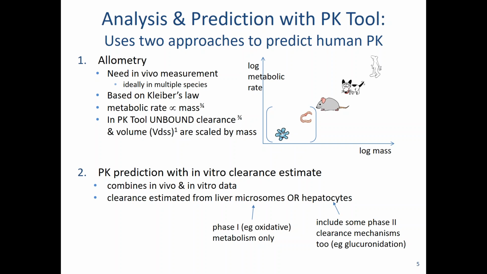The other method that you can use in the PK tool, this really is a prediction now, where you're using an in vitro clearance estimate. So you still need to have some parameters from PK ideally, but the clearance estimate is now provided by some experimental in vitro data, usually liver microsomes or hepatocytes. And as I've characterized here, the microsomes are usually considered only to give you some information about oxidative phase 1 metabolism, much of that anyway, and hepatocytes can include some phase 2 clearance mechanisms such as glucuronidation as well.